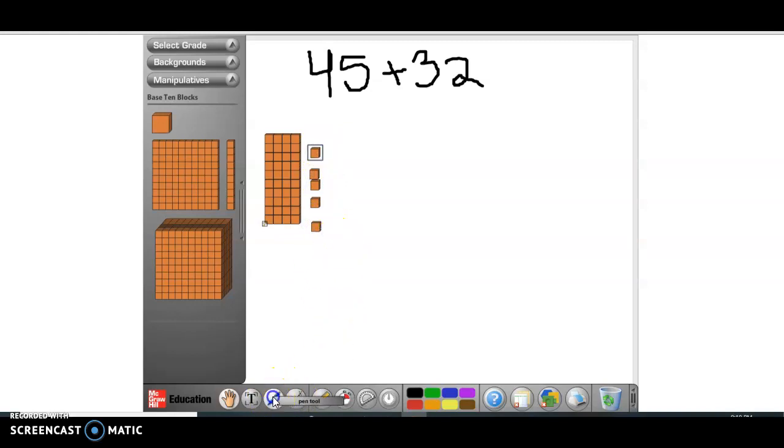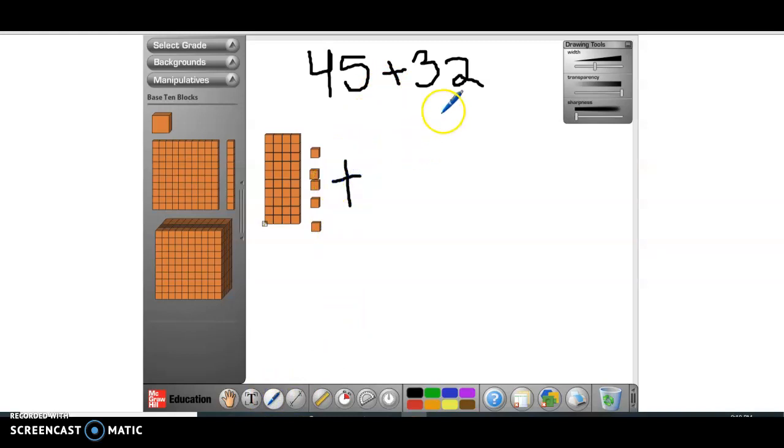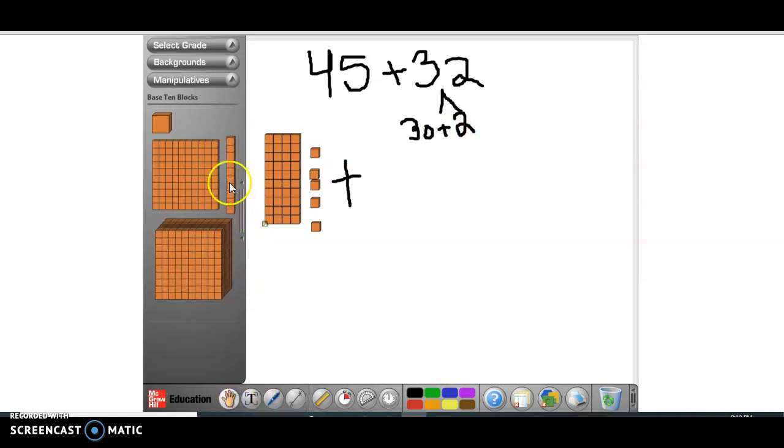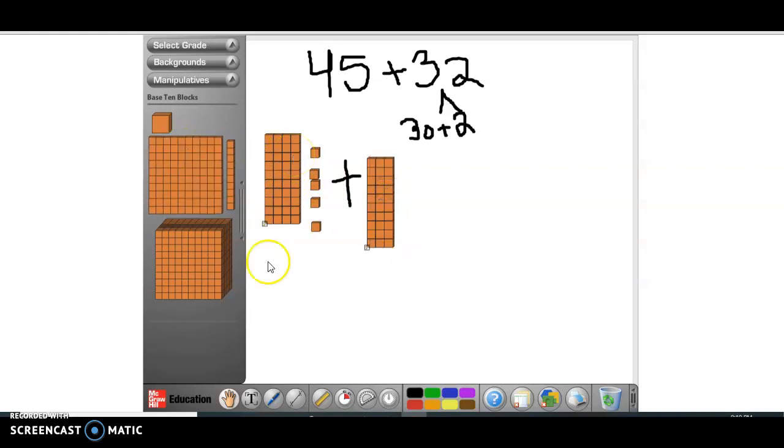Now we're going to add to it. And do you remember what we're adding and how we're going to do that? Right, we're going to decompose our 32. We're going to break it down into 30 plus 2. Now, remember, step 2 was to add on our tens. So if we're adding on our tens, we're going to put 3 of them because we have 30. So 1, 2, 3. Now, after we have this, we're ready to add on our ones.